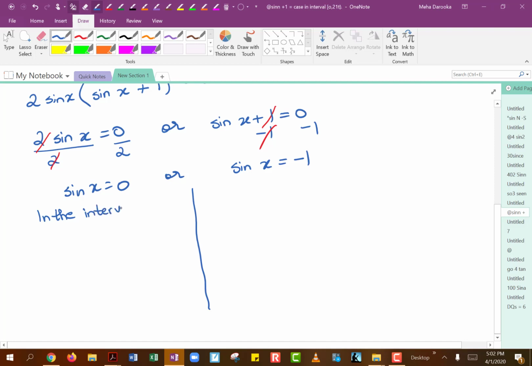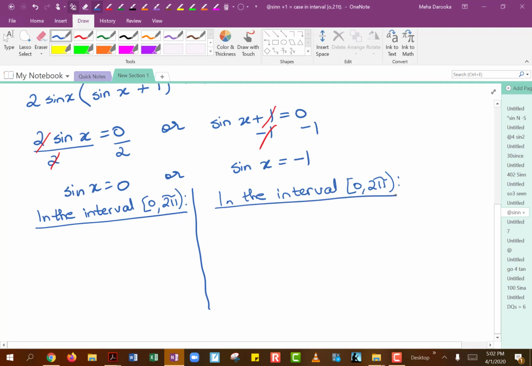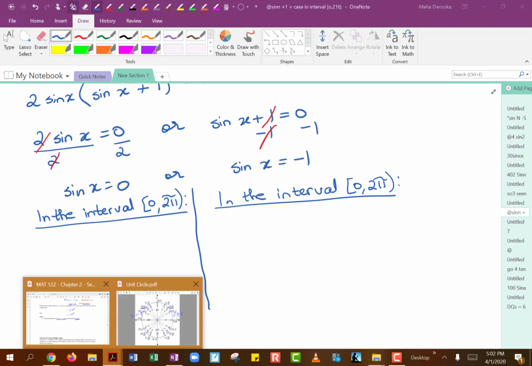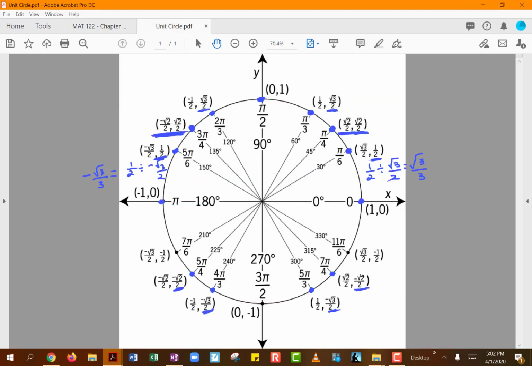and remember we are going from 0 to 2 pi. Same thing on this side. So again, if it helps, go look at the unit circle. So you're looking for sine of x equals 0 and sine of x equals -1.